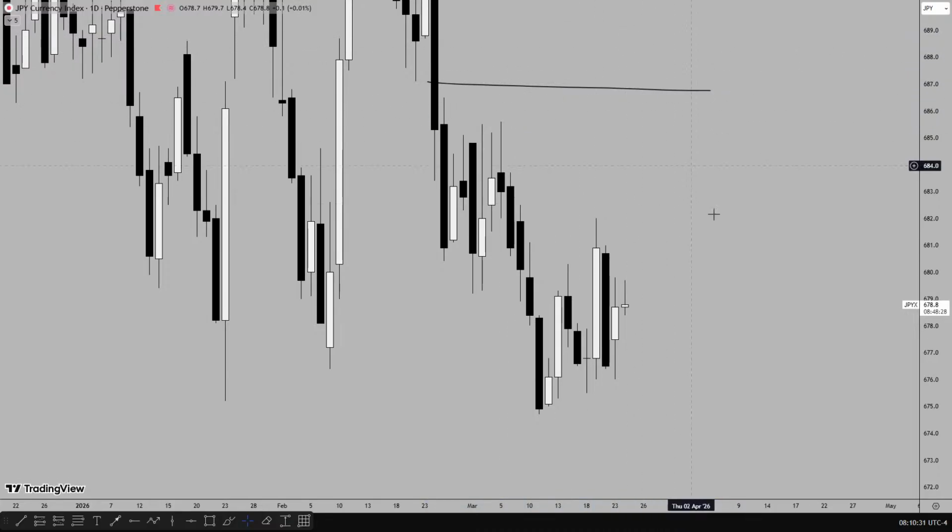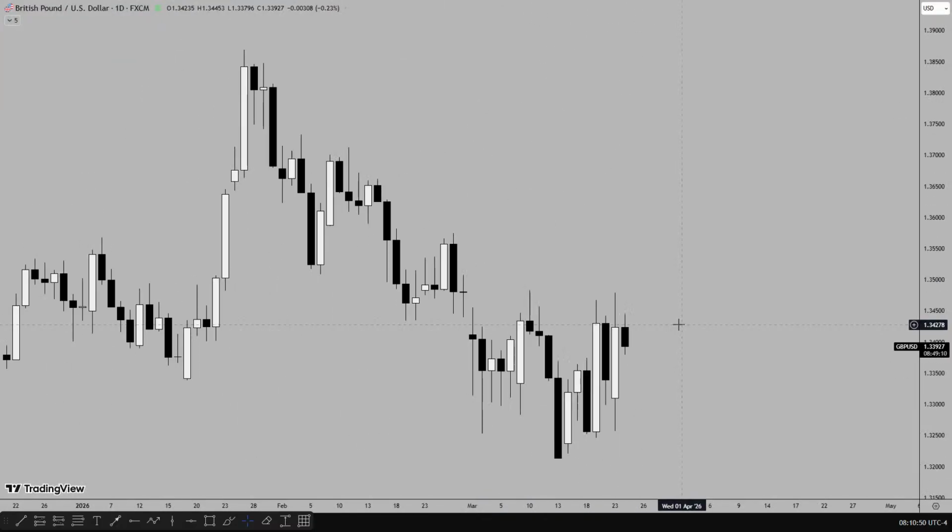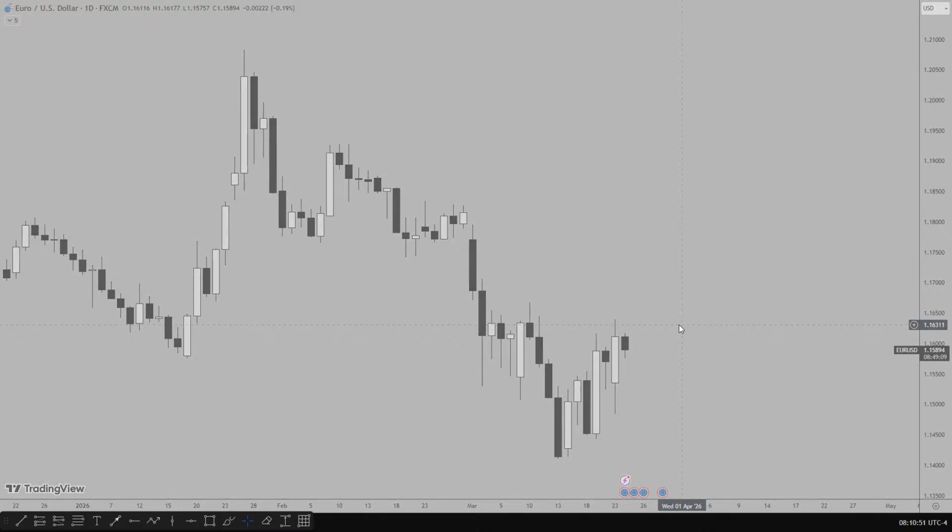So if there's going to be any continuation in price trading higher on the JPY index, then I will be anticipating a possible counter trend to run the swing high. So let's move back to the dollar index. So back to dollar index, Euro USD.